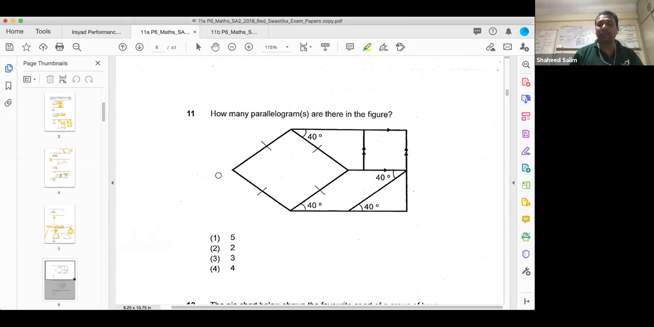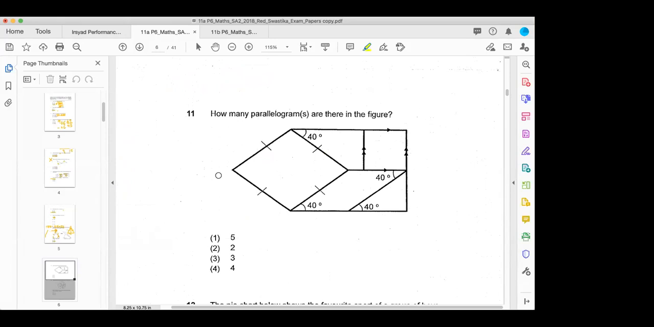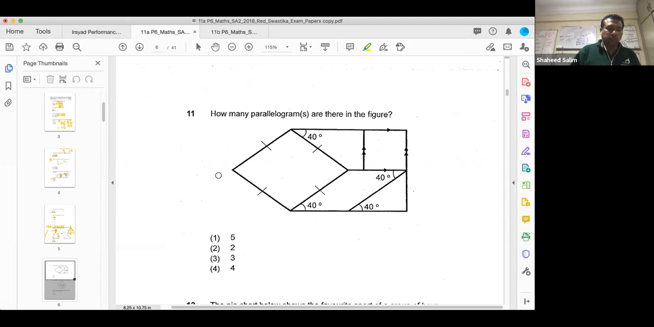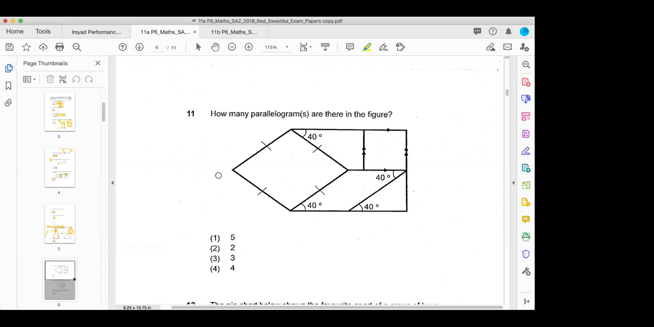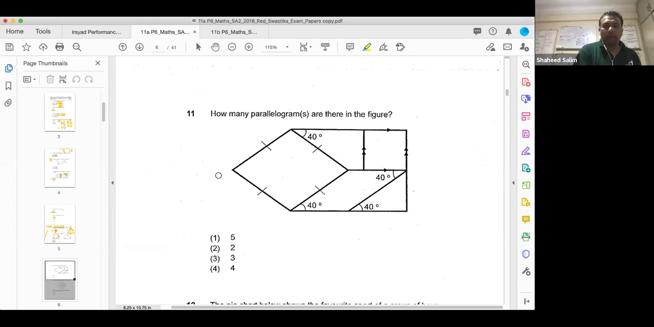Question number, they're asking you how many parallelograms are there? Remember, a rectangle is also a parallelogram. Go figure. I got 7. Can you outline to me where the 7 are? You show me. They didn't ask you how many parallel lines. Okay, where?